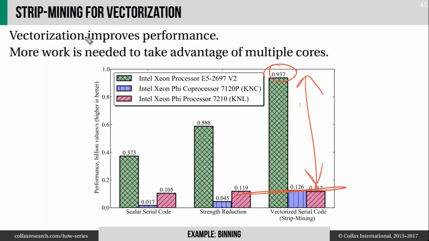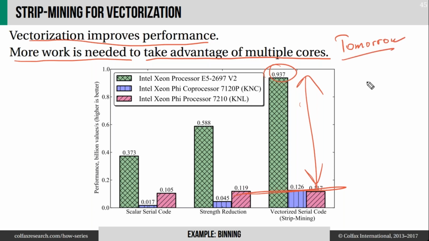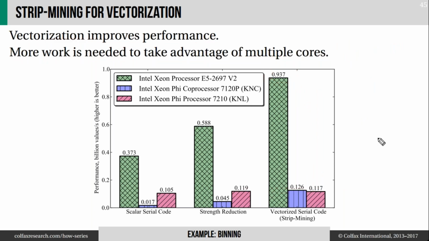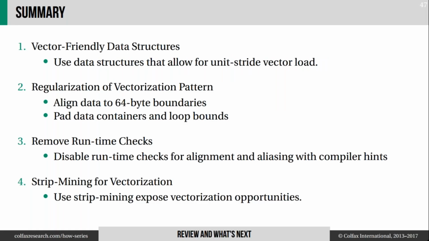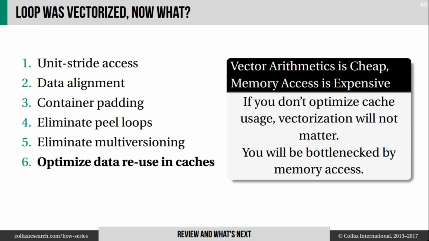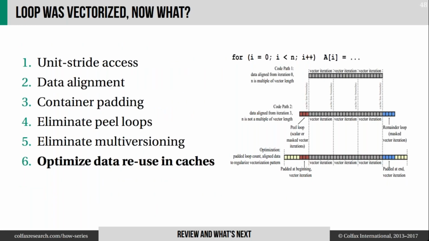And that is because even though we did vectorization, we need more work to do. And that is because we have yet to take advantage of multiple cores. And we will do this tomorrow. This is a very convenient exercise for learning. We will start where we left off tomorrow and address two more issues. Parallel reduction and false sharing.